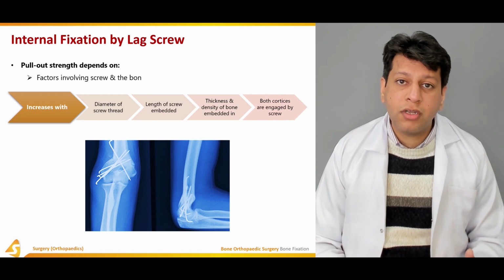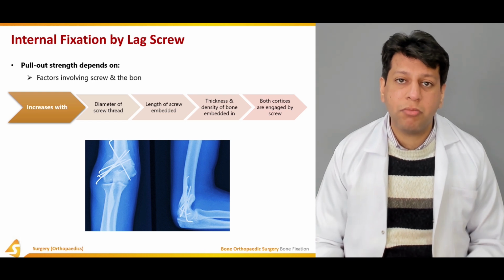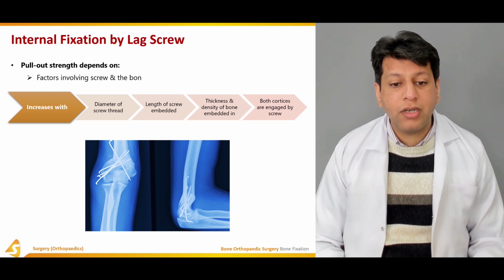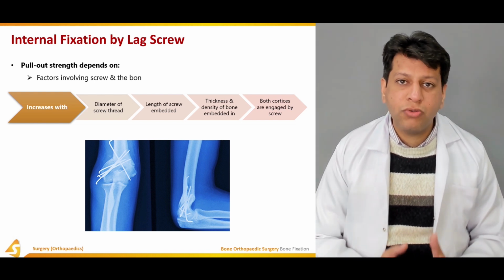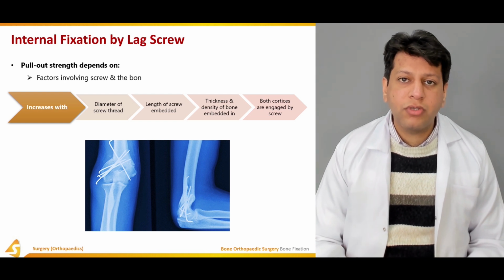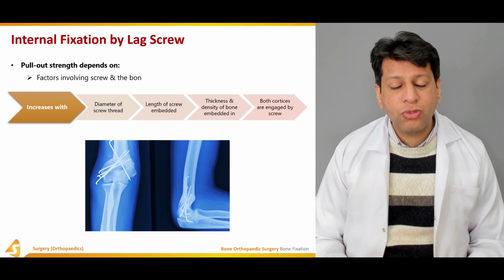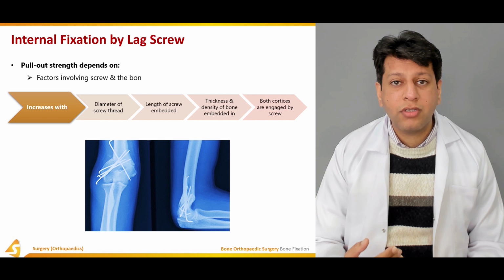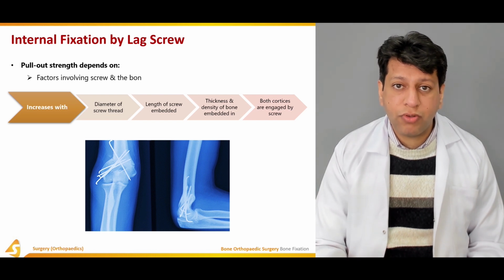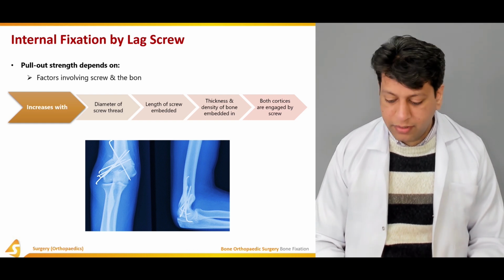Otherwise, if both cortices are not engaged, the pulling of the outer, far cortex towards the inner cortex would not actually happen. Therefore, to understand the lag principle, we have to understand this. There are two ways: either use a partial threaded screw, or if you are using a fully threaded screw, the inner or near cortex has to be over-drilled. Plus this lag screw has to be inserted at 90 degrees to the fracture line. This will help the outer or far cortex to be pulled towards the inner or near cortex. So that is what is important.